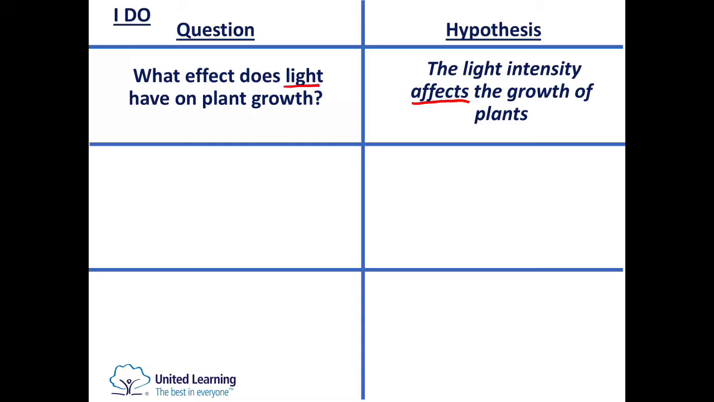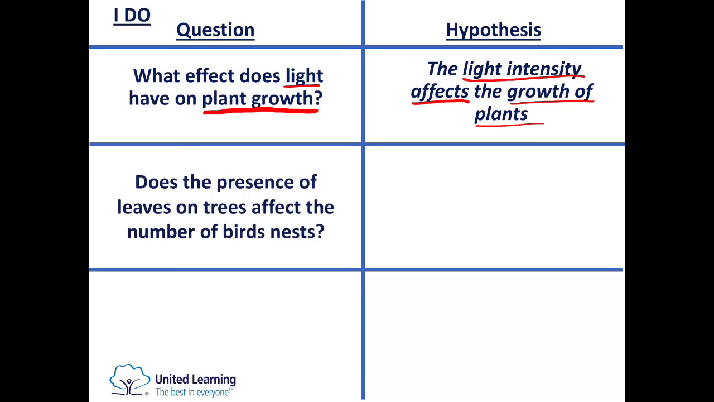The first variable is the light. So I've put down the light intensity here. And the second variable, which is this one here, the plant growth, is over here, the growth of plants. So the light intensity affects the growth of plants. So that's going to be my testable explanation.